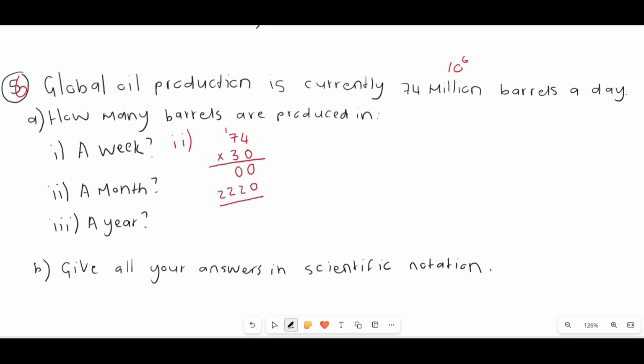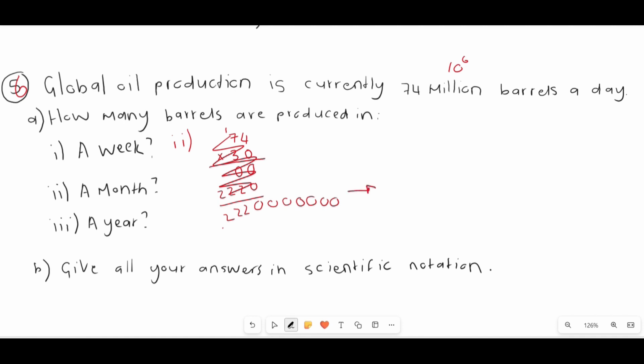So now we just need to go and add. 0 plus 0 is 0. 0 plus 2 is 2. 2, 2. So now we can just go and add our zeros onto that. Let's just scratch this. And then we know we've got to add 1, 2, 3, 4, 5, 6 zeros. So there is the number of barrels produced in 1 month.